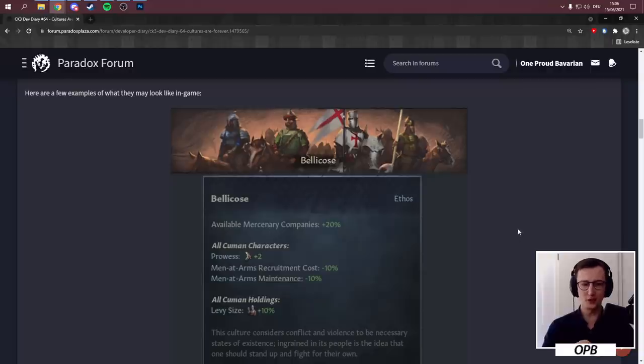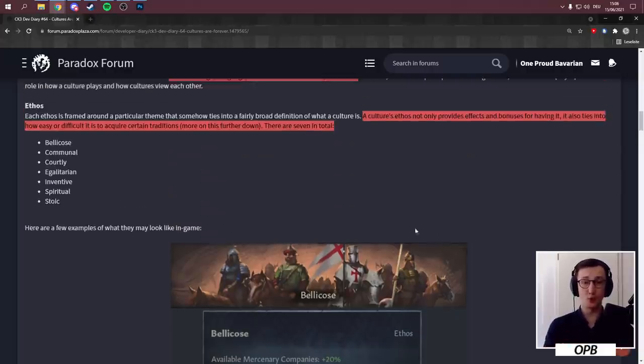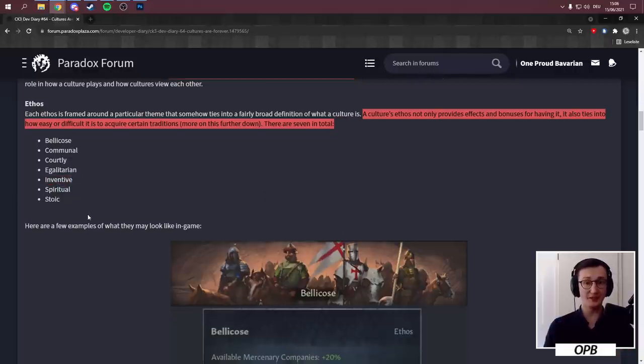If the French, for example, are courtly, let's assume they are courtly, they value the courtly values a lot. If they are that, but are constantly in a position where they are poor, they can't afford to be courtly, they might switch to inventive, they might switch to stoic, and so on and so forth.